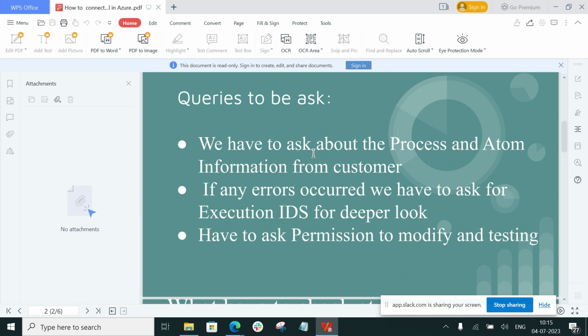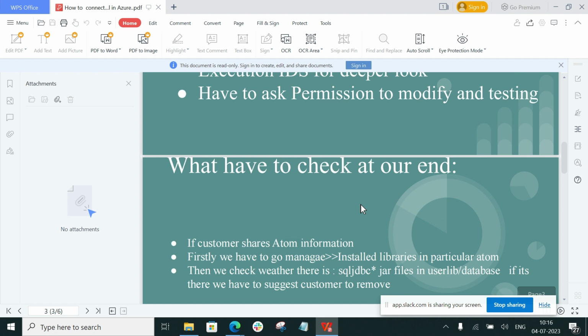So we have to ask the customer about the process and autumn information. If any errors occurred, then we have to ask about the execution IDs for a deeper look. If the customer has not stated any errors, then we should not ask about any executions. We should ask only about process and autumn. That's it. And we have to ask permission to modify and test the process. So the customer has to give permission first of all.